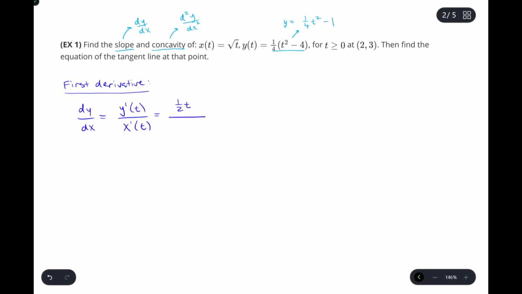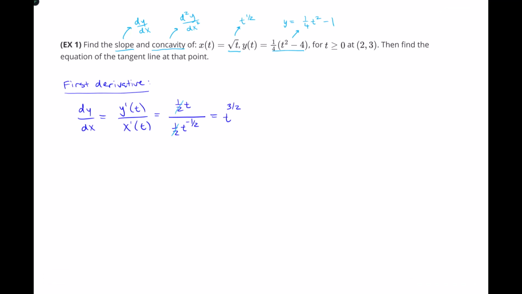And the denominator, x of t, I could rewrite as t to the 1/2 power. So bring the 1/2 down, so 1/2 t to the negative 1/2, by subtracting 1 from the exponent. And of course, simplify. It looks like the 1/2s will cancel, which is nice. And I would have t to the 1 minus negative 1/2, which would be t to the 3/2. And that would give me the first derivative.